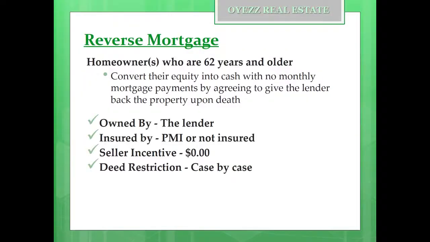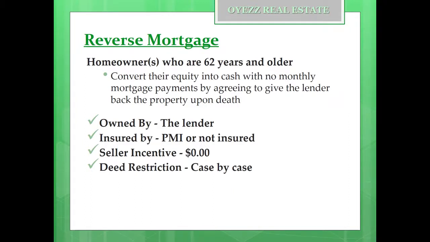But if the homeowner is deceased, you got to act fast because the agreement is that the bank is going to retain that property back. They will still agree to do a short sale for you if the homeowner is deceased, but you got to be the one to act fast. So hopefully you get the seller's heirs who call you, and you guys can initiate that sooner rather than later. So with reverse mortgages, they're owned by the lender. They're insured either by a private mortgage insurer or they're not insured at all.